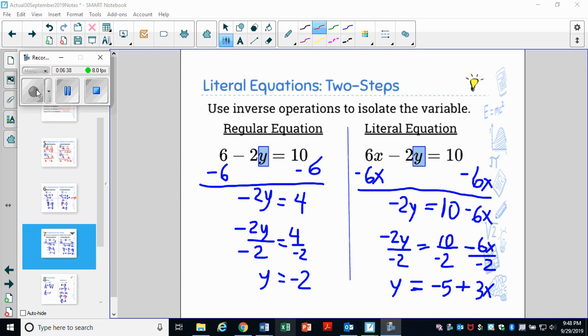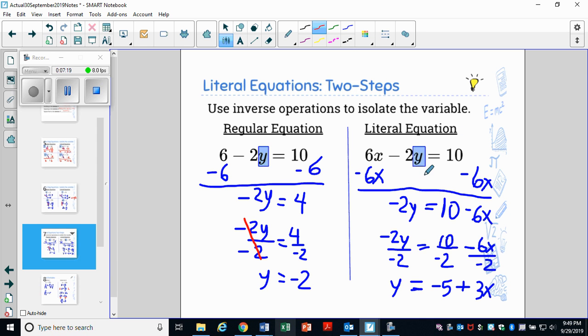Now we have a two-step equation. Most times we have the variable before the constant, but sometimes we will put the constant before the variable term. In this case, 6 minus 2y is 10. So we subtract 6 on both sides. And our result is -2y equals 4. And then we divide both sides by -2. Again, division property of equality and the multiplicative inverse. As a result, y equals -2.